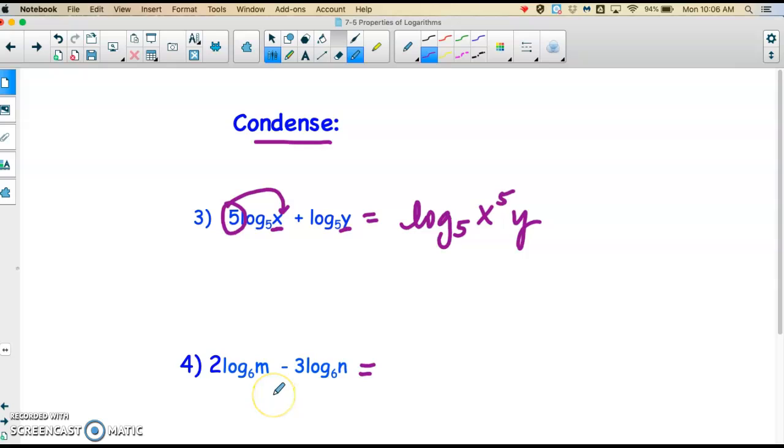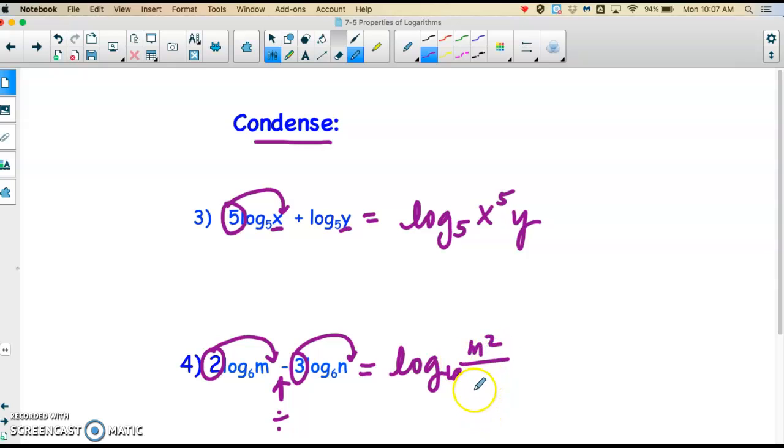Okay, why don't you try this one on your own? Go ahead and pause the video and see what you come up with here. Okay, so it looks like this 2 is going to come to the m. We're going to unplug. The 3 is going to come to the n. Subtraction means we're dividing. So if we write this as 1 and we condense it, it is log base 6 of m squared over n to the 3rd power. That's what I got. Hopefully you got the same thing.